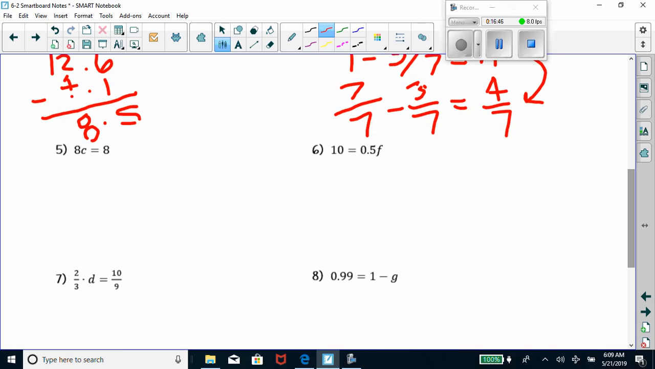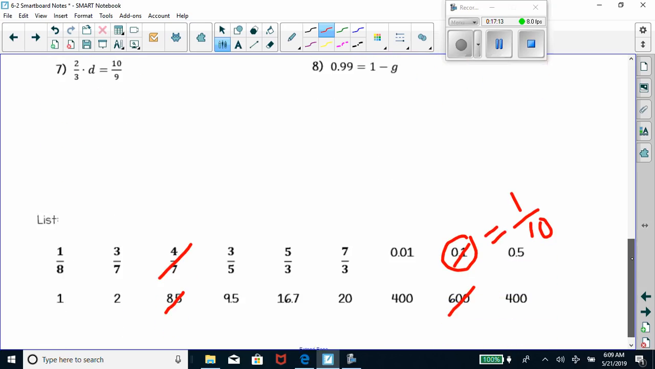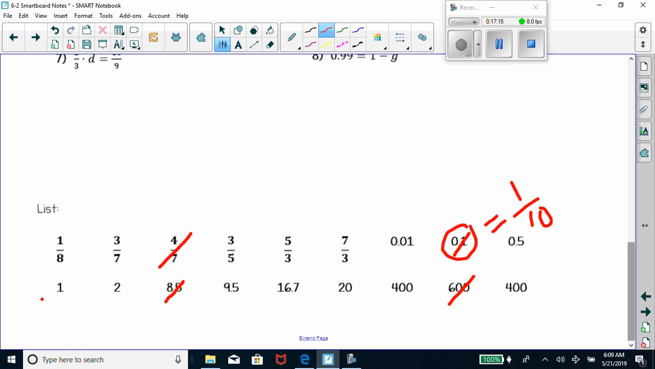All right. Number 5, 8 times c equals 8. Let's think about this one. What times 8 equals 8? Well, it must be 1, right? Because 8 times 1 equals 8. So c must equal 1. Let's see if that's down here. Yep, right there.